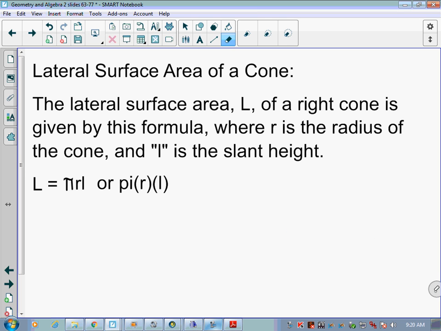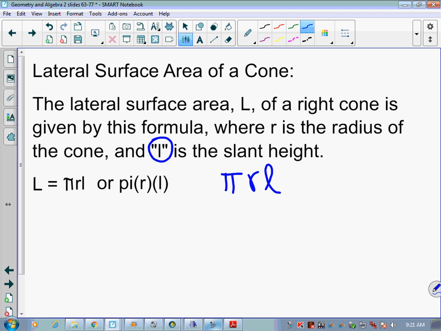It is pi times the radius times the slant height, where this little L here, which I know is somewhat hard to make out, especially whenever you type it up, looks just like an I, but it's a lowercase l. So if you need to, write it off as pi r l. That is how we're going to find the lateral surface area.